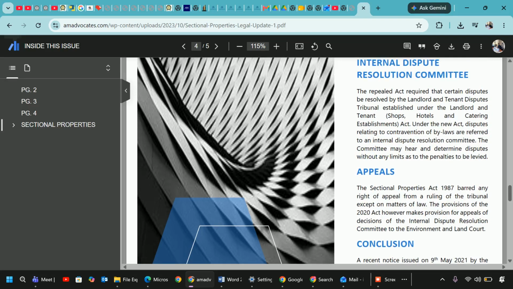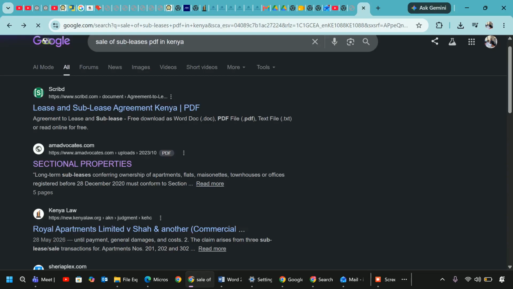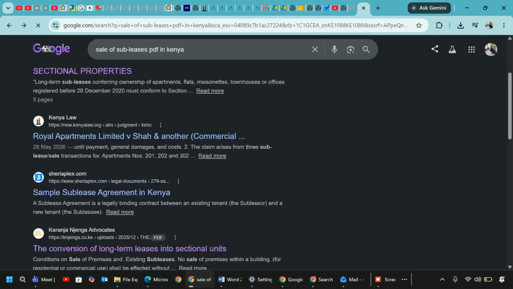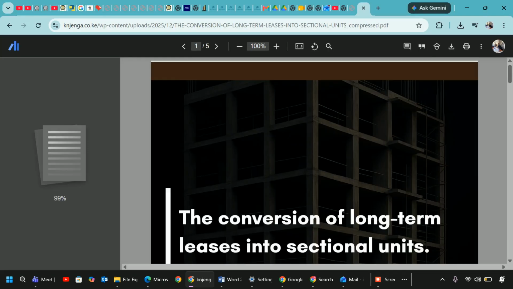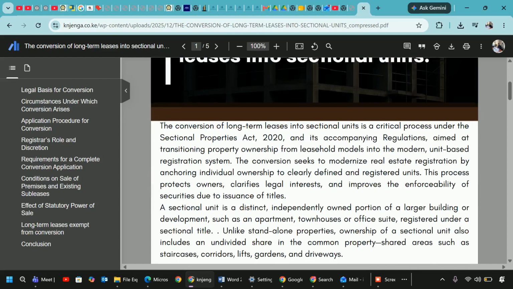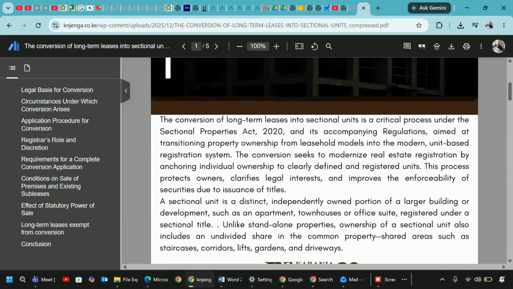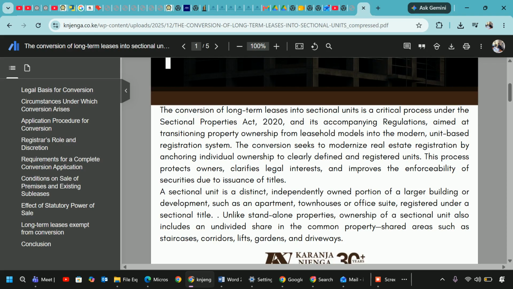Okay, that is critical. This was the starting point, so that when I'm analyzing the various documents required in the conversion of long-term leases into sectional units, now you understand the basis of why we are doing these conversions. Okay. The conversion of long-term leases into sectional units is a critical process under the Sectional Properties Act 2020.